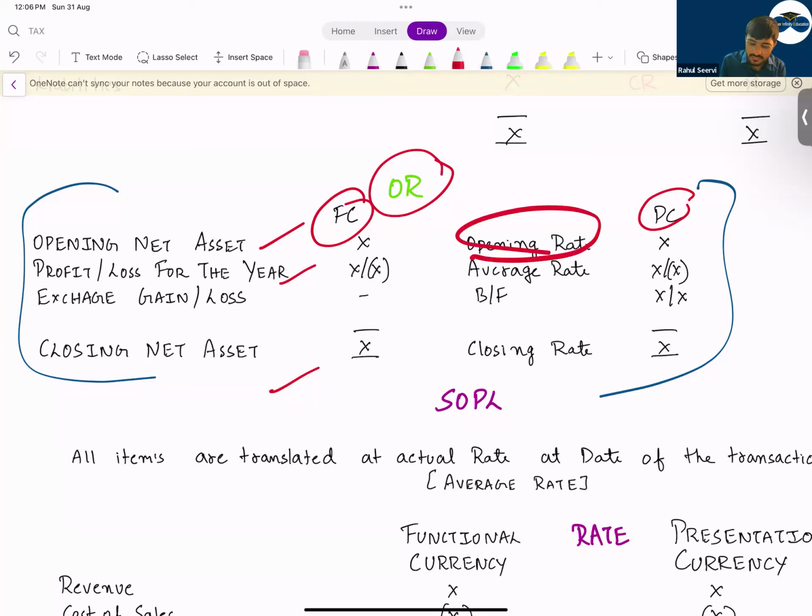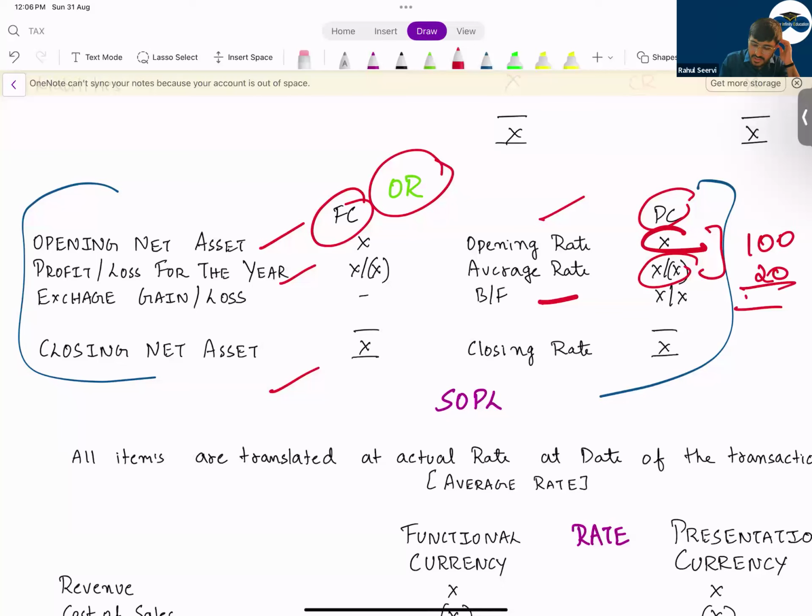So we take the opening rate and multiply. For profit and loss, we use the average rate. Opening net assets at the opening rate, closing net assets at the closing rate. For dividends, the date on which the payment is done. For profit and loss, the average rate. Now when you use the average rate, you get 100 plus 20, which is 120. But when we do the closing, we get 140. So there is a 20 difference. This 20 is your gain, because the value of the asset is increasing. This gain is the exchange gain or loss.